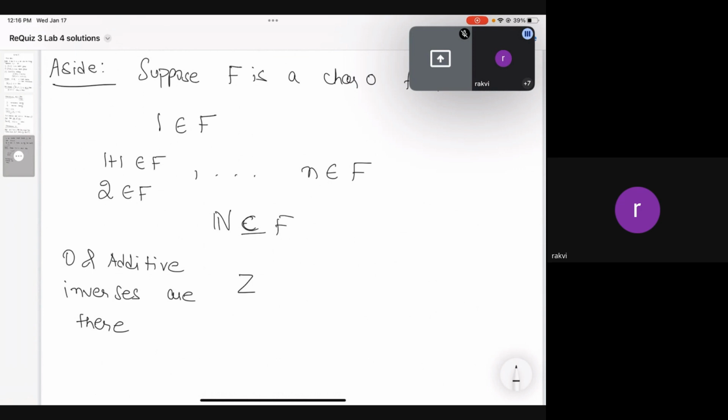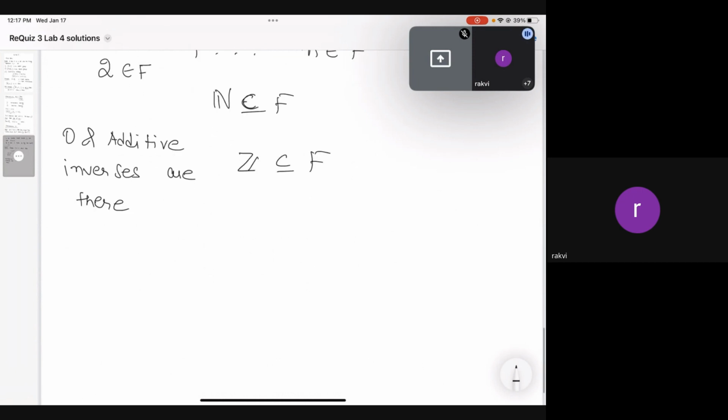So that tells me that a copy of Z also sits inside my F, right? And now that I have Z, I need to also have multiplicative inverses. Because F is a field, multiplicative inverses are also there. So that tells me that Q sits inside my F.